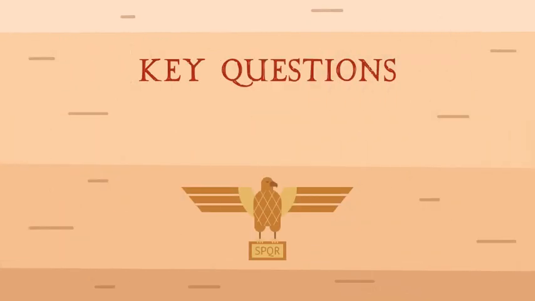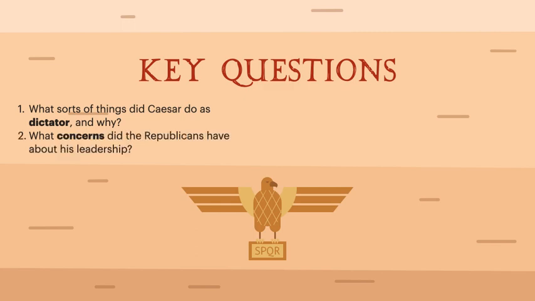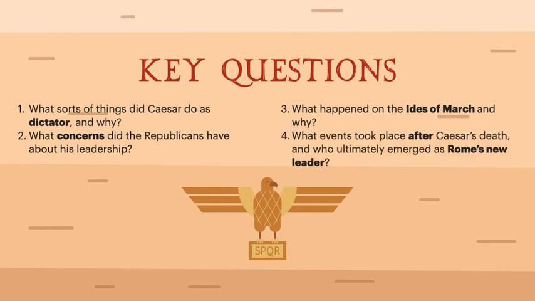So, before you finish, make sure that you have answered the following questions in your notes. Number 1, what sort of things did Caesar do as dictator and why? Number 2, what concerns did the Republicans have about his leadership? Number 3, what happened on the Ides of March and why? Number 4, what events took place after Caesar's death and who ultimately emerged as Rome's new leader?